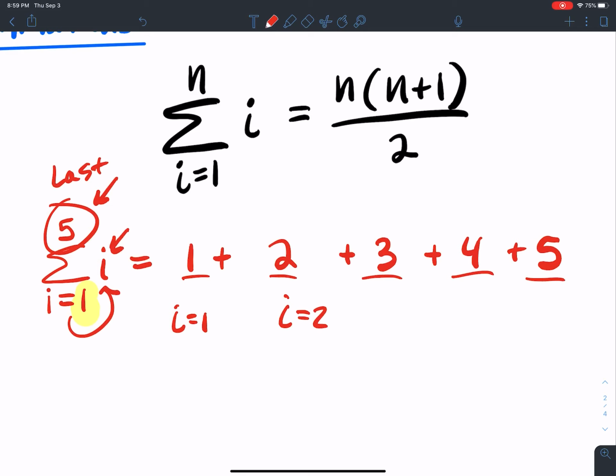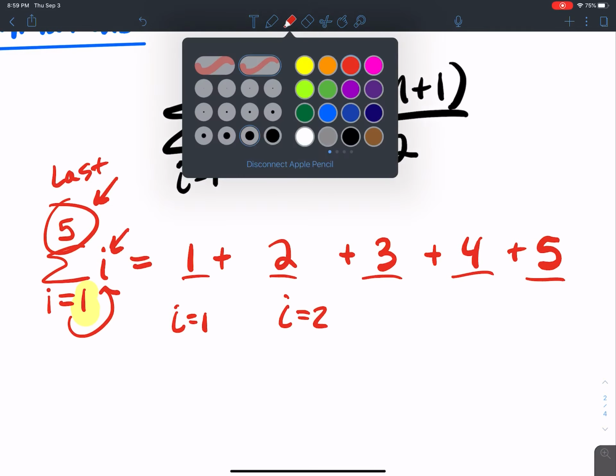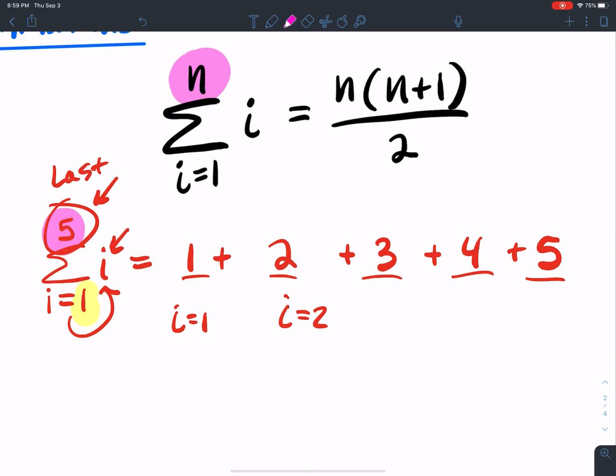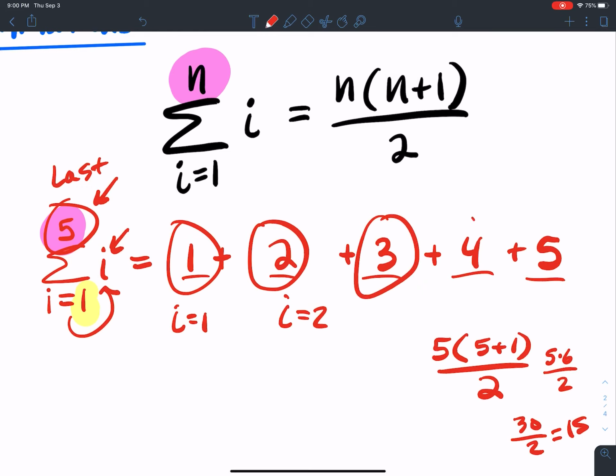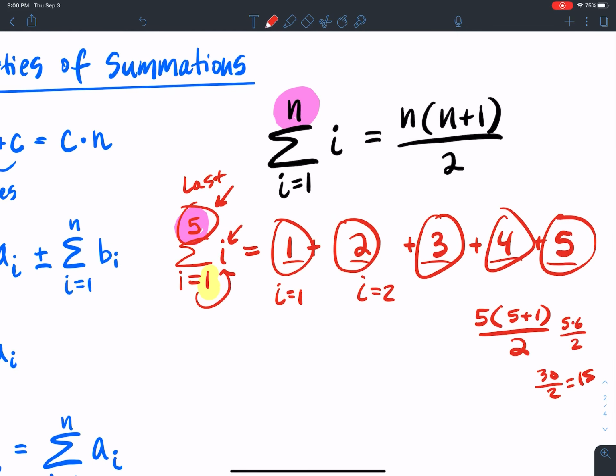Let's see. n here was the top, so n is 5 for this particular one. So what would that be? That'd be 5 times 5 plus 1 over 2. 5 plus 1, that's 6. So 5 times 6 over 2. So 30 divided by 2, that's 15. Does this make sense? 1 plus 2 is 3, plus 3 is 6, plus 4 is 10, plus 5 is 15. So that checks out. So the formula does work. How about that?